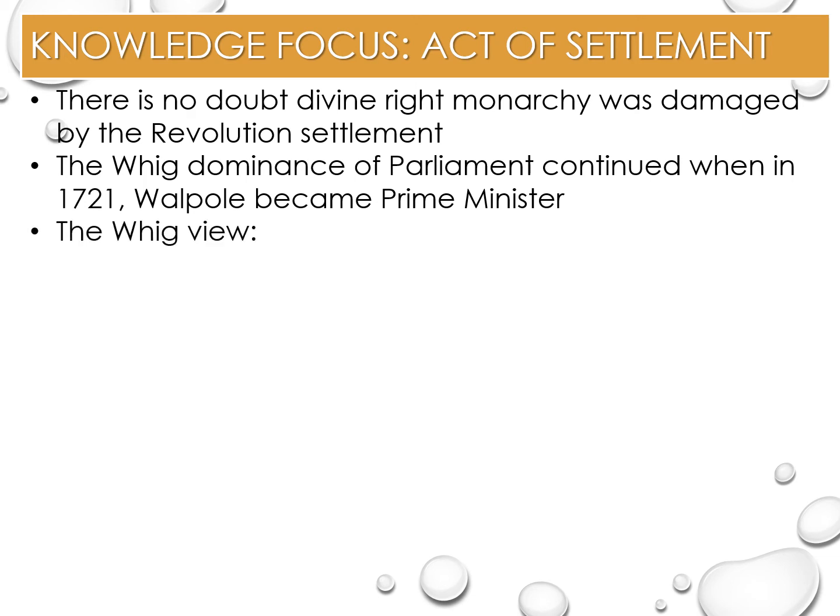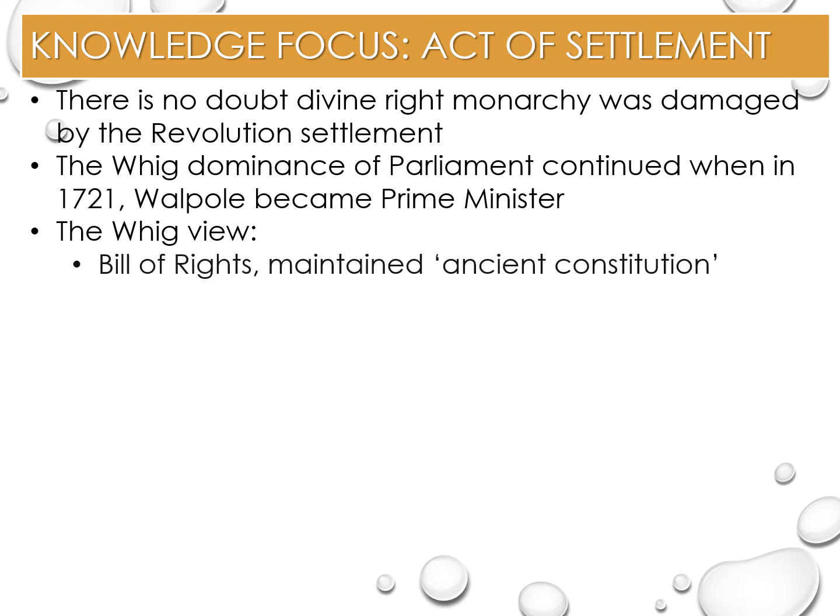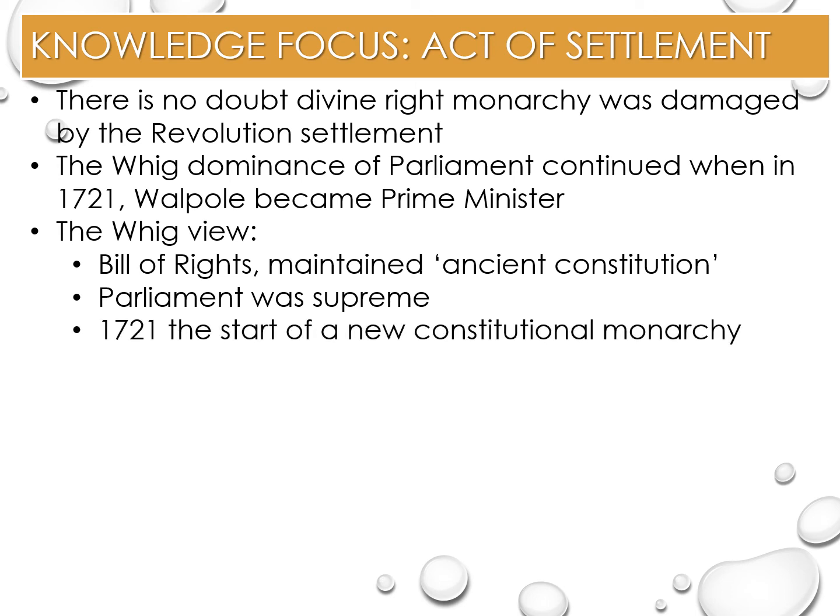The Whig view, which came to dominate the narrative of the Glorious Revolution, states the Bill of Rights maintained and restored an ancient constitution and was therefore a restoration of what James II had broken. This was a compromise by both Whigs and Tories in Parliament. What was important was Parliament was the supreme form of government, and in 1721 a new constitutional monarchy started. This was put into Edward Baldwin's school textbooks from 1806.